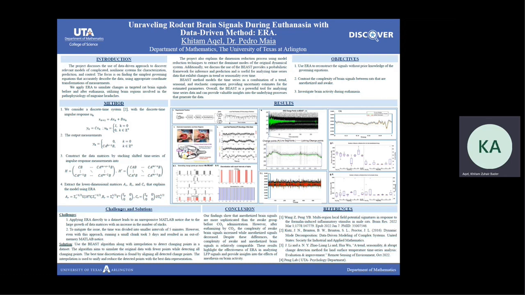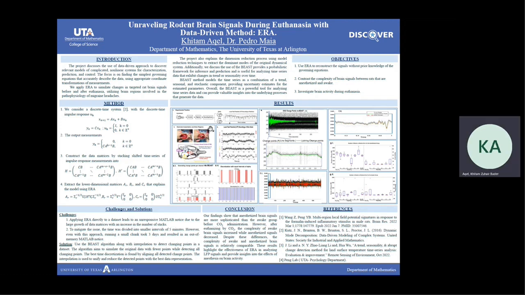The solution was to use the BEAST algorithm along with interpolation to detect change points in the dataset. The algorithm aims to simulate the original data with fewer points while detecting all change points. The best time discretization is found by aligning all detected points. The interpolation is used to unify and reduce the detected points with the best data representation.